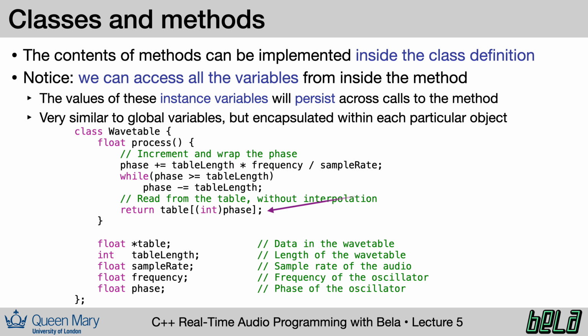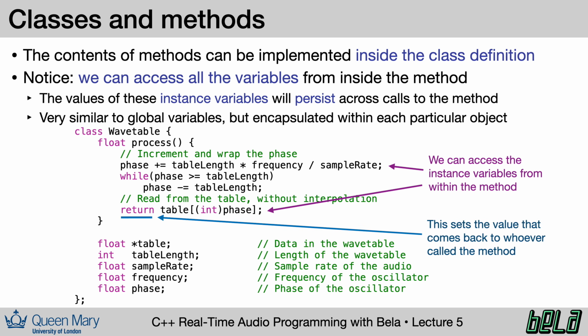And we can see that the process method is indeed using the variables declared inside the class, even though those variables are not declared within the method itself. This is effectively like using global variables, but with each copy of the object having its own copy of them. You can see at the end of this method that there is a return statement, like there would be returning from a function, and this specifies what value should be returned to whoever called the method.